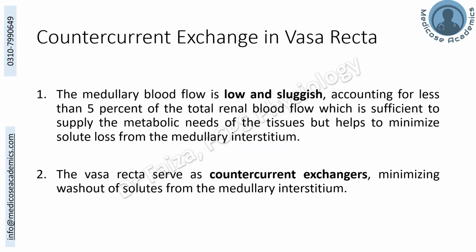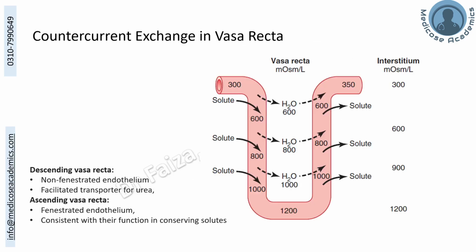The details: the medullary blood flow is slow and sluggish, accounting for less than 5% of the total renal blood flow, which is sufficient to supply the metabolic needs but minimize the solute loss from the medullary interstitium. Also, it acts as a countercurrent exchanger, minimizing the washout of solutes from the medullary interstitium. Let's see how.